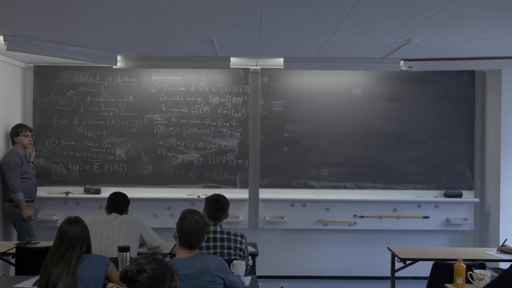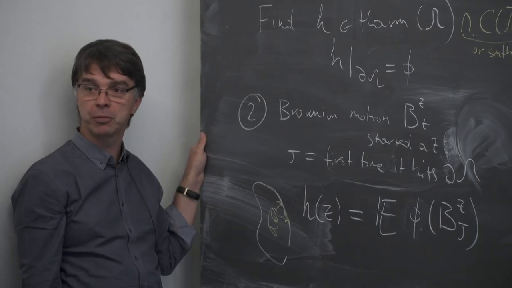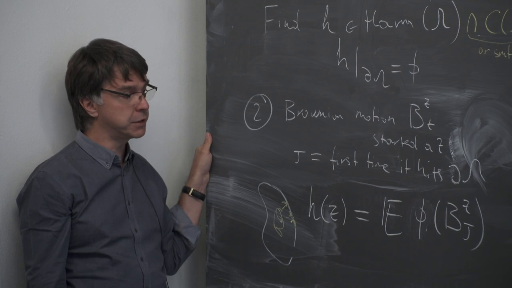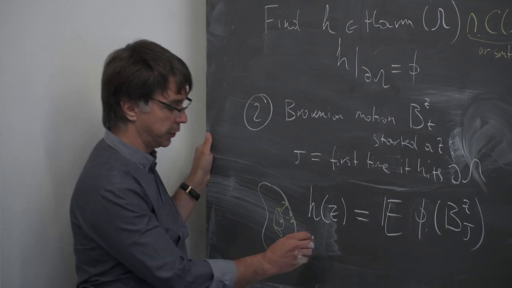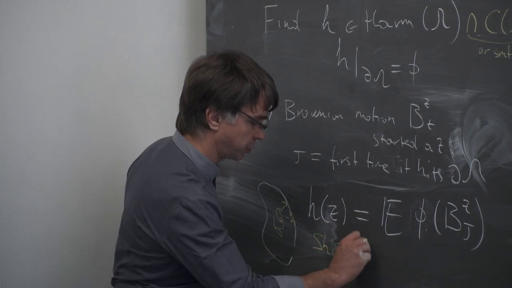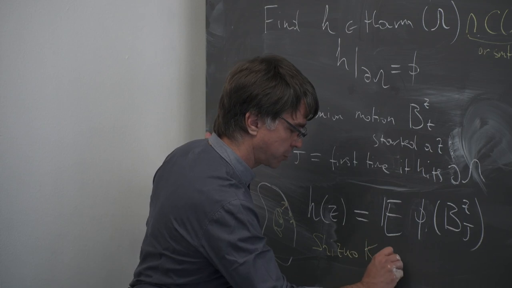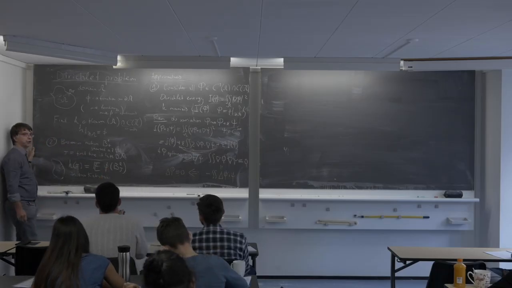So in a sense, this is the easiest proof if you know probability. If you already have all the terminology from probability textbook, then that's the easiest proof. We'll discuss it later a little bit. So this is due to a Japanese mathematician, Shizuo Kakutani. So if you took functional analysis course, you maybe also had his fixed point theorem.